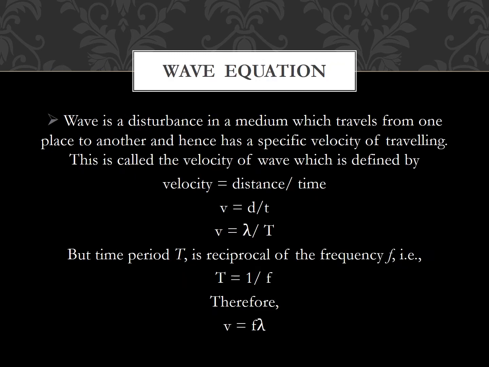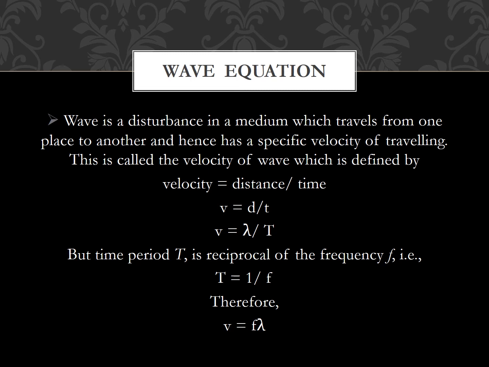Now we will discuss the wave equation. The relation between velocity, frequency and wavelength of the wave is known as the wave equation. A wave is basically a disturbance in a medium which travels from one place to another. Hence, it has a specific velocity. So, the velocity of the wave is defined as velocity equals distance divided by time, and it is symbolically represented by v = d/t.